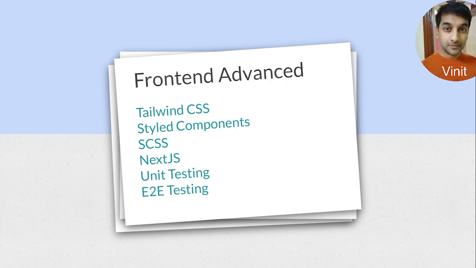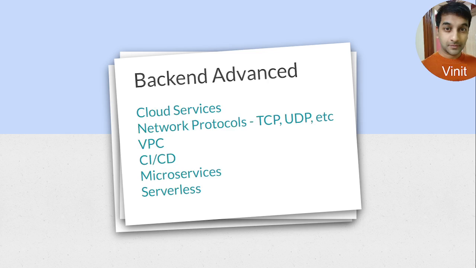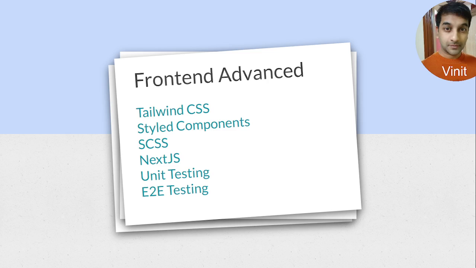Then let's look at the advanced features that you should know if you want to be really good at it. If you're a couple of years into the industry, and you should be called a senior developer or something like that, you should know on the front end side Tailwind CSS, styled components, SCSS, and Next.js. Next.js is a variant of React.js where server-side rendering happens. So you should know how to server-side render. Even in React.js, you should know how to server-side render things. SCSS is an extended version of CSS.